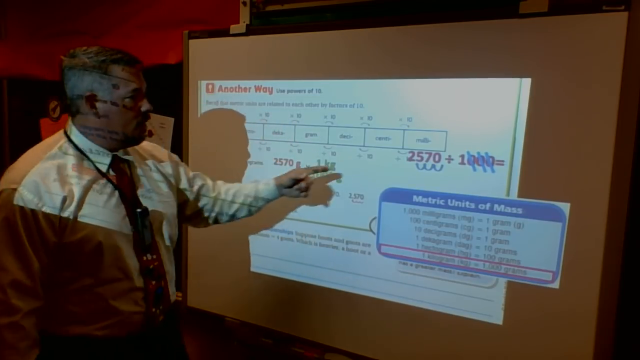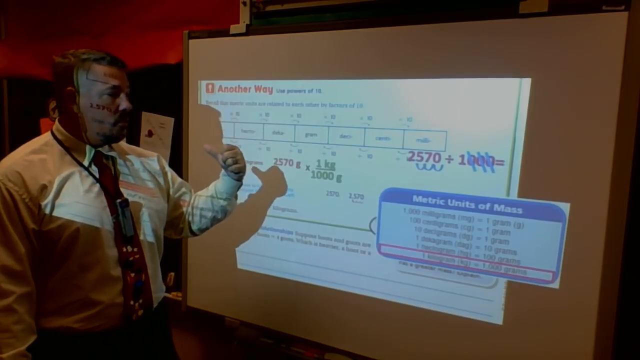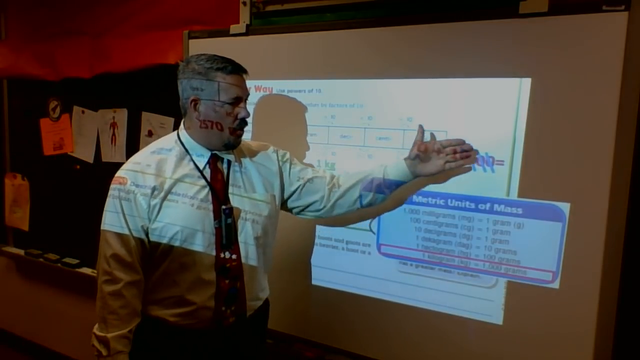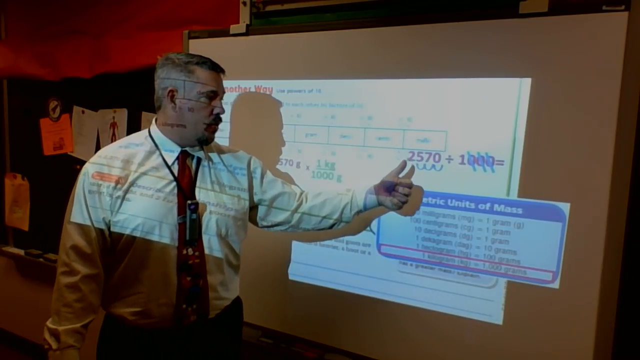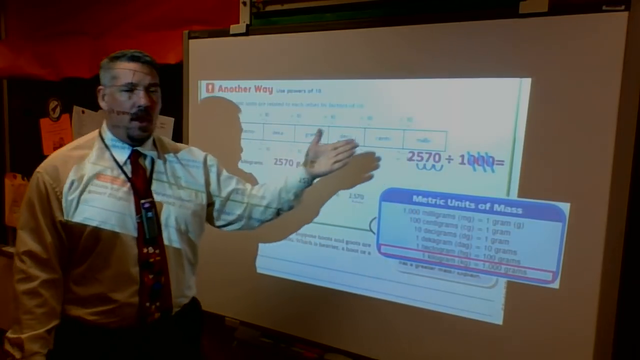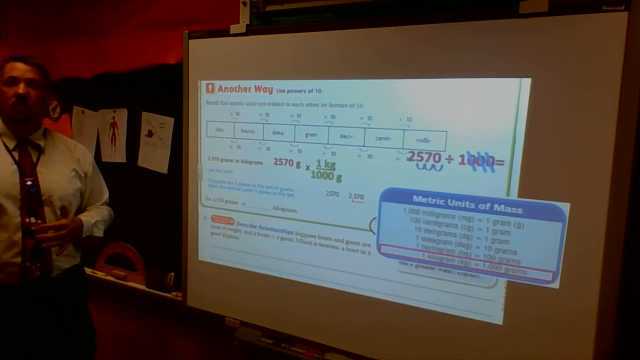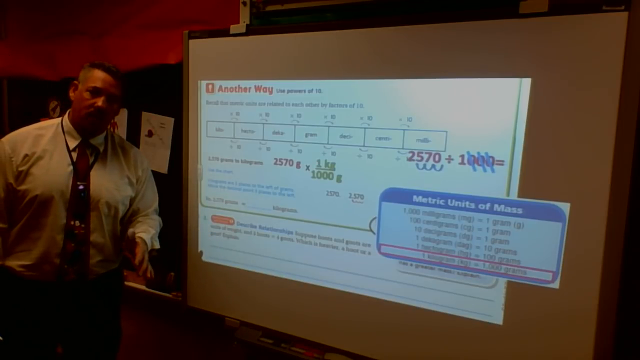1, 2, 3. I'm dividing because I'm going to the left. If I just show there are 3 zeros on my 1,000 and I move my decimal to the left 3 times, then I know that it's going to be 2.57. Notice I didn't say the 0 at the end.